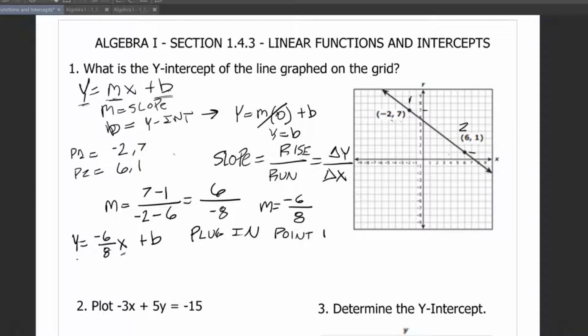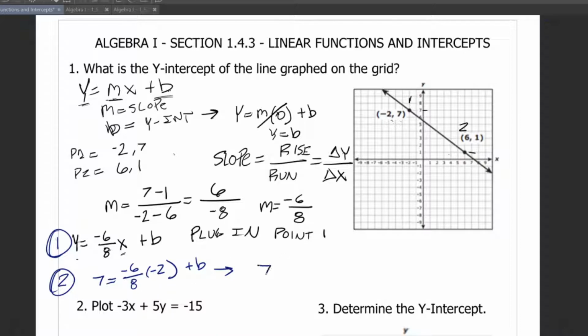Next step, I'm going to write a little bit in blue, okay? Just so you can see. This is kind of step 1 here. This is step 2 here. So the second point, y equals 7. 7 equals negative 6 over 8 times x, which on this point is negative 2, plus b.